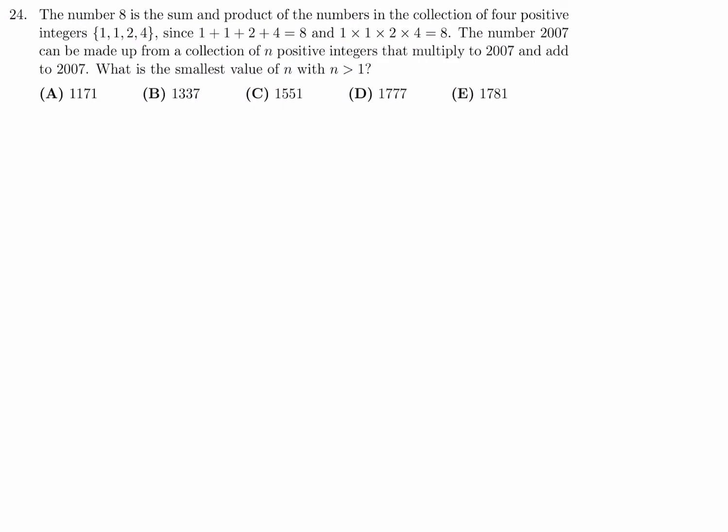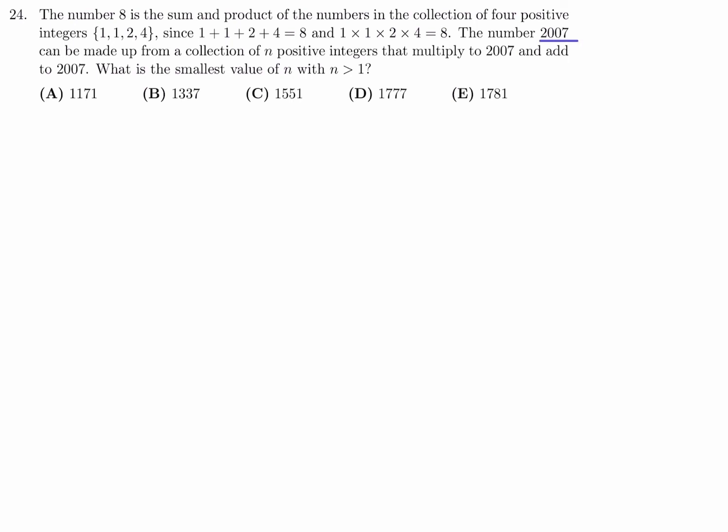The number 8 is the sum and the product of the numbers in the collection of 4 positive integers 1, 1, 2, 4, since 1 plus 1 plus 2 plus 4 is equal to 8, and 1 times 1 times 2 times 4 is equal to 8. The number 2007 can be made up from a collection of n positive integers that multiply to 2007 and add to 2007. What is the smallest value of n with n greater than 1?